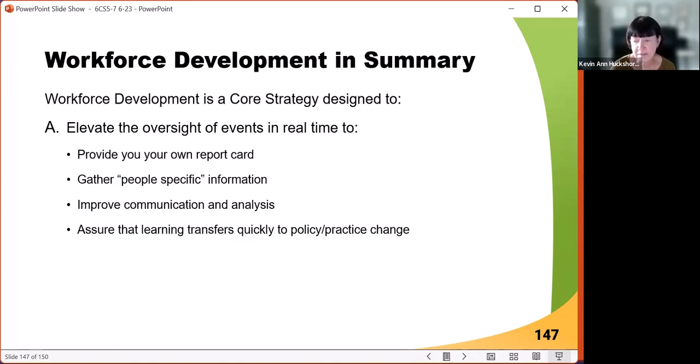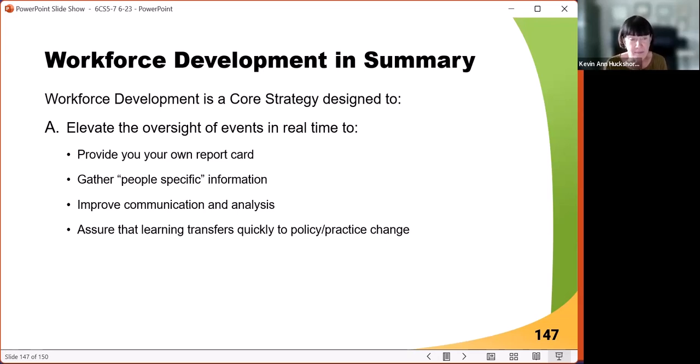So in summary, workforce development is a core strategy designed to elevate the oversight of events in real time. And that's again where that morning meeting comes in, incredible, and it can only last like 15 minutes. That's all they do in Pennsylvania. They don't even sit down when they come into that meeting in the morning. It's a stand-up 15-minute meeting of what just happened over the last 24 hours.